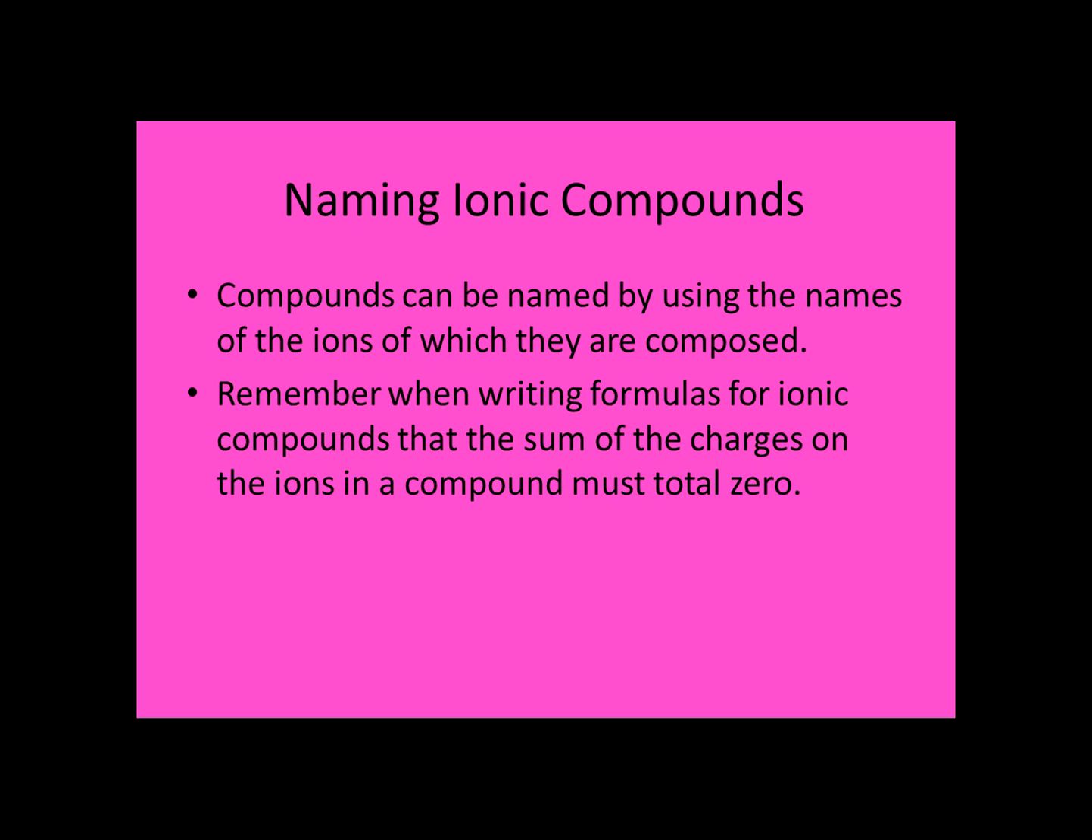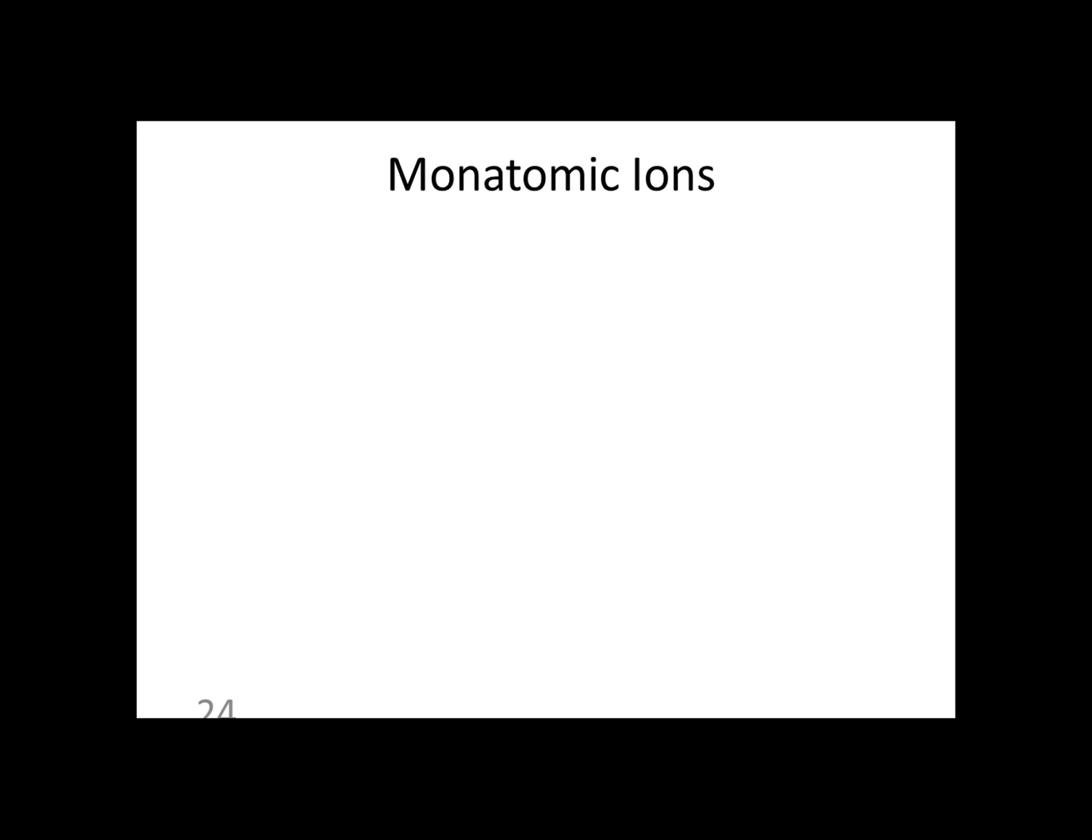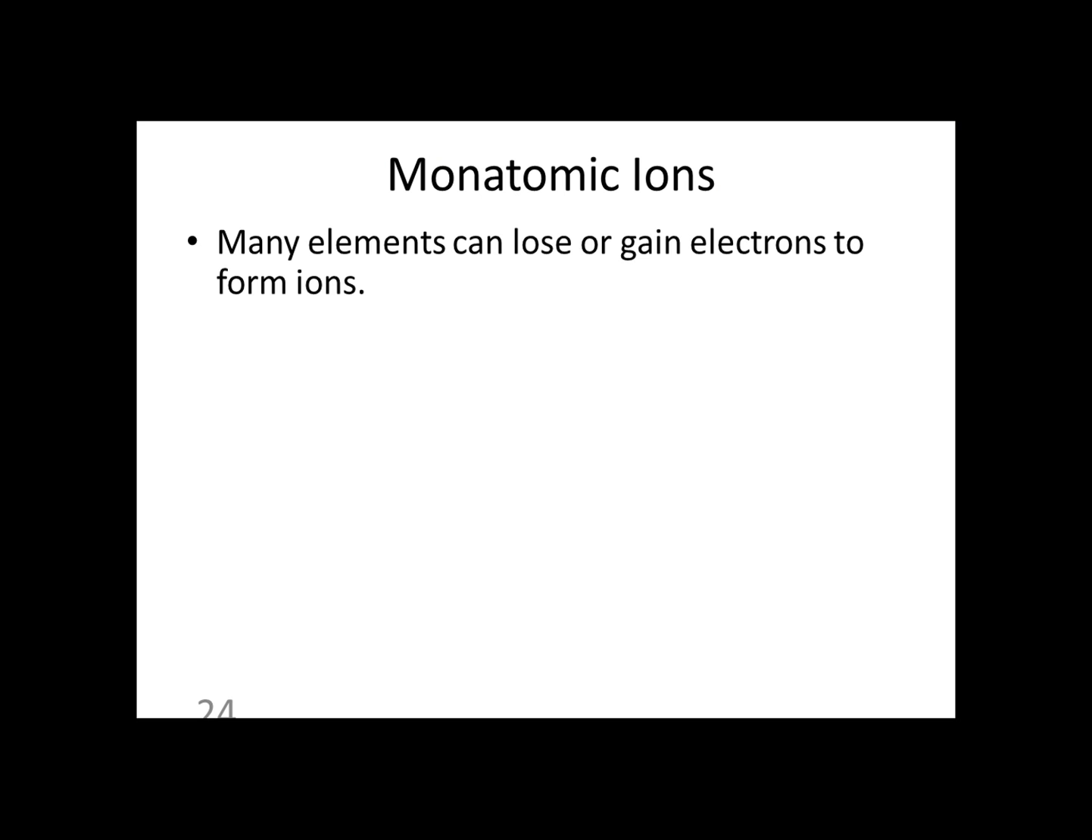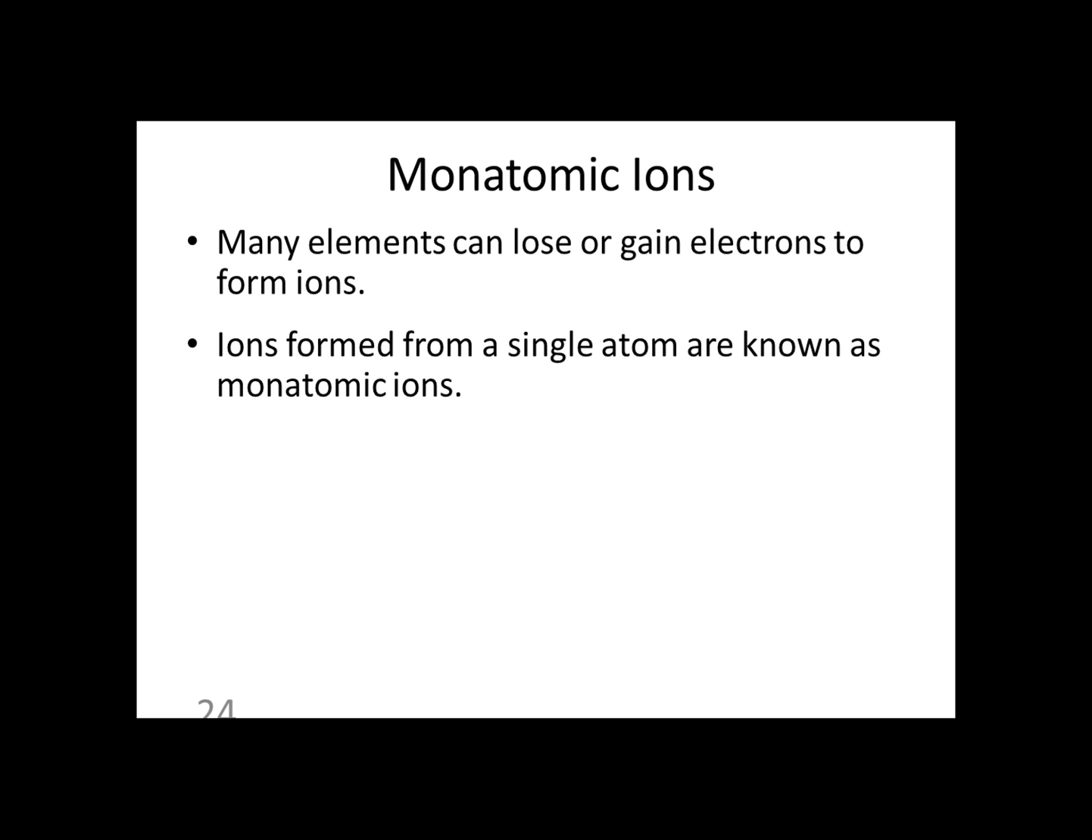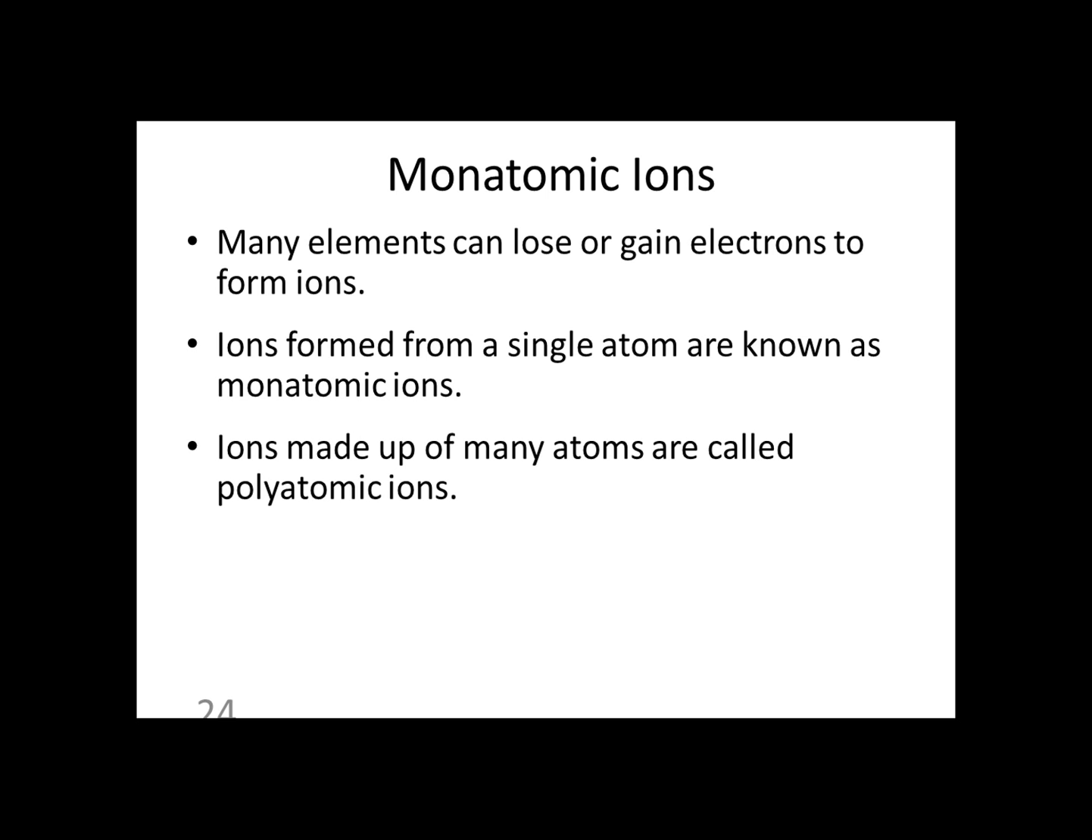Okay, compounds can be named using the names of the ions which they are composed of. And remember, when writing the formulas for ionic compounds, the sum of the charges on the ions in a compound must total 0. So, monatomic ions. Many elements can gain or lose electrons and form ions. Ions that form a single atom are known as monatomic ions. Ions made up of many atoms are called polyatomic ions.